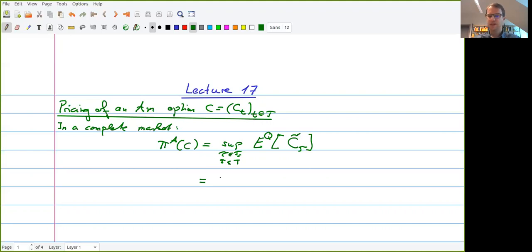And we have seen how to solve it. So we know there's an optimal stopping time tau tilde attaining the supremum here. And the value of this supremum is given by the Snell envelope of the discounted American option at time 0. Where this here is the Snell envelope.